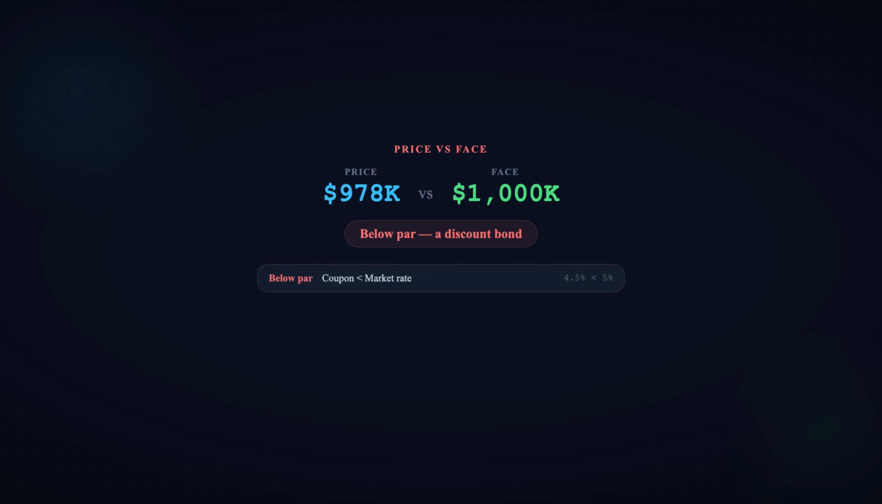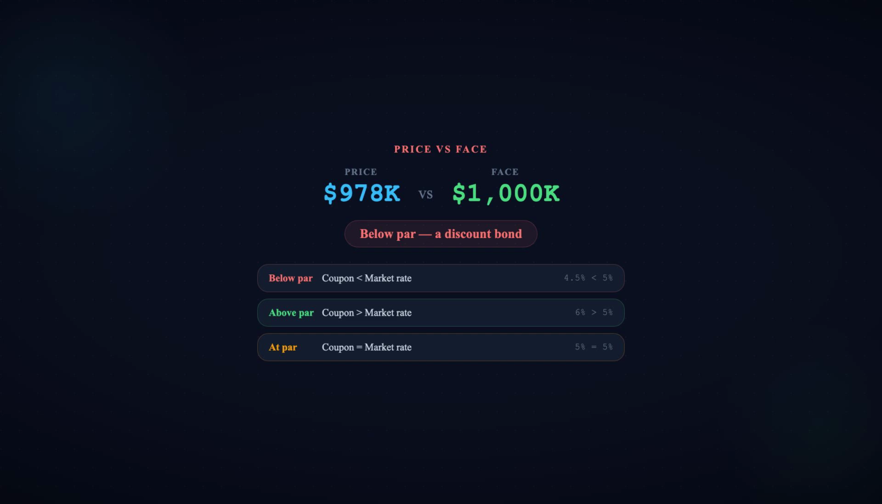Now watch what happens when the discount rate changes. Same PQU bond. Same 4.5% coupon. Same 5 years. But instead of discounting at 5%, suppose the market rate drops to 3%. Every future cash flow is now divided by a smaller number, which means every present value is larger. The price goes up. Now suppose the market rate rises to 7%. Every cash flow is divided by a bigger number. Every present value shrinks. The price drops.